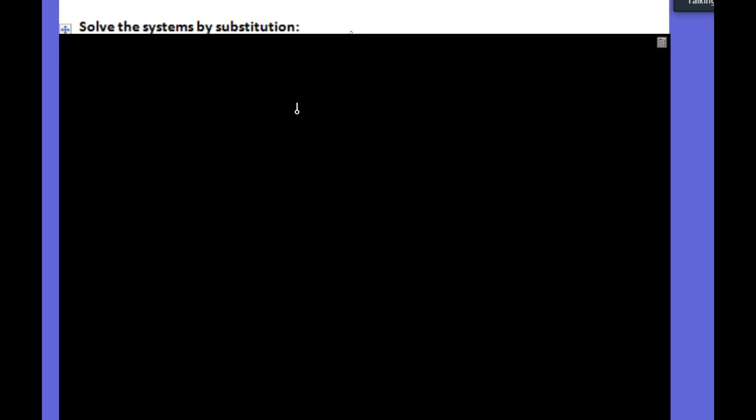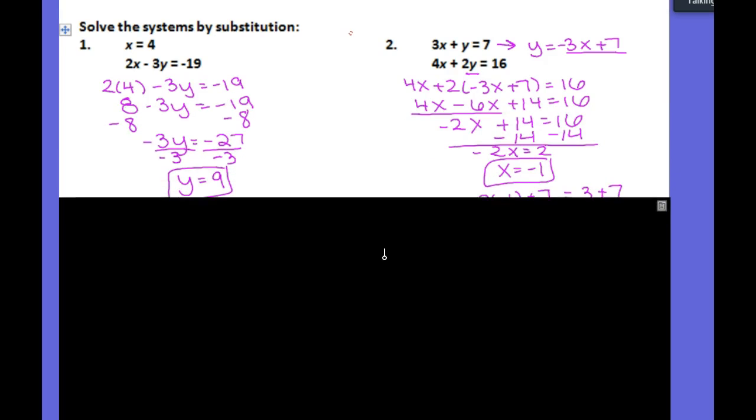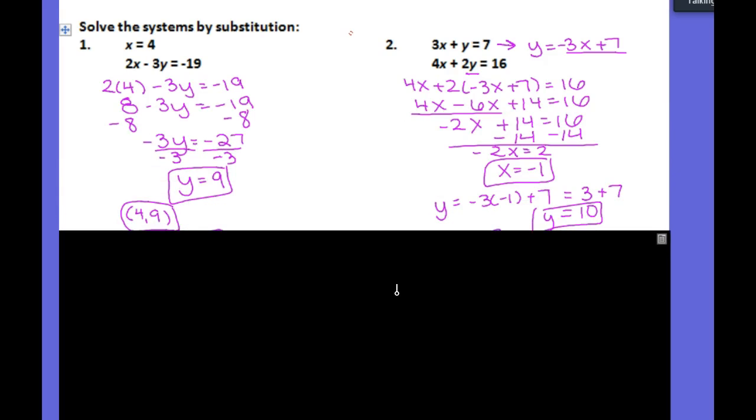Let's go over those answers. So in example number 1, you had to solve for y. X was already solved for you. You got x equals 4. So our solution to that system by substitution was 4, 9. Number 2, you solved the top equation for y, substituted it into the second equation, and you got x equals -1. Then you plugged -1 back in for y, and we got 10.